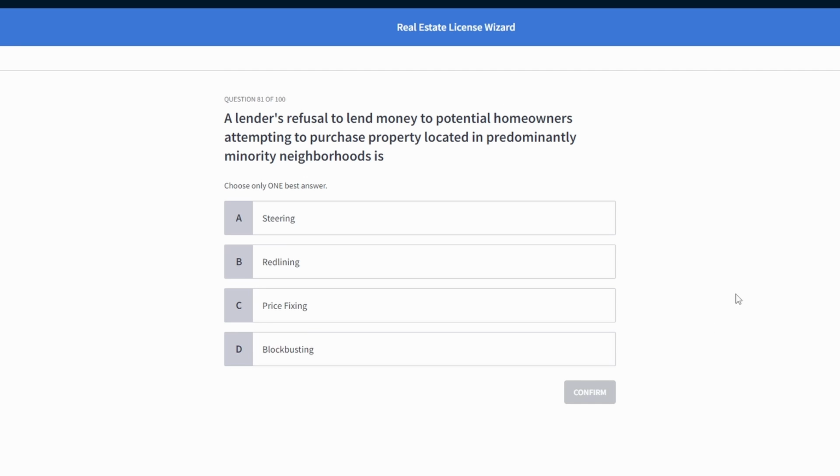All right, next one, 81. A lender's refusal to lend money to potential homeowners attempting to purchase property located in predominantly minority neighborhoods is, and it gives us 4 options: A, steering, B, redlining, C, price fixing, or D, blockbusting. So think about that one and come up with your answer.